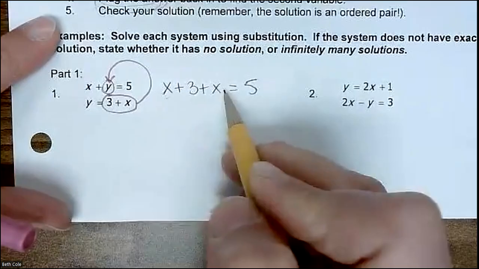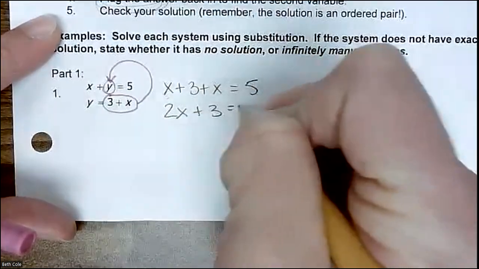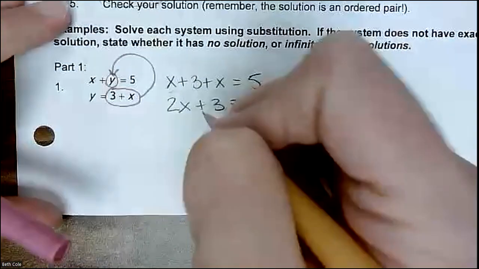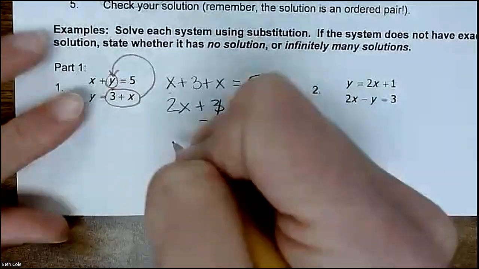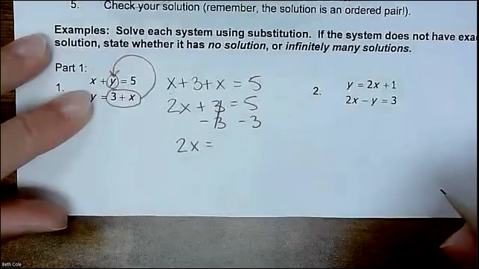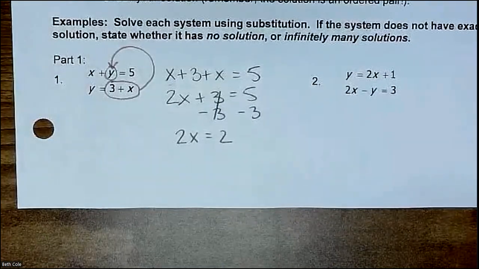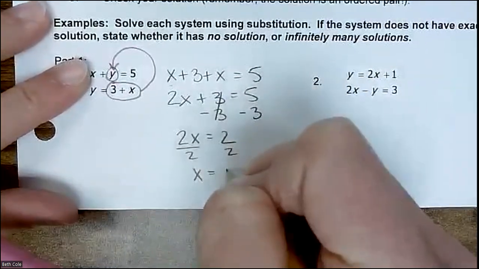X plus X, if you put those together, would be 2X. So that's combining like terms. And then, yes, we're going to subtract the 3. So that would give you 2X equals just 2. 5 minus 3 gives you 2. And then what's your last step? Divide by 2, you get X equals 1.